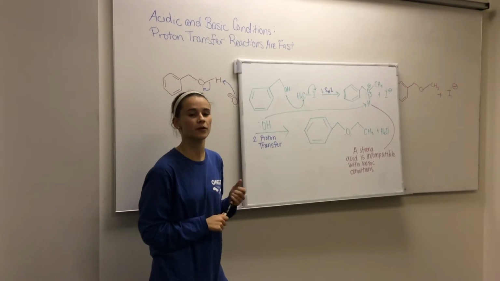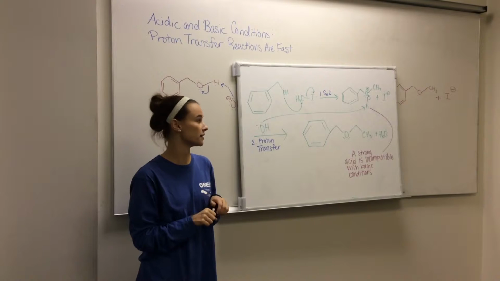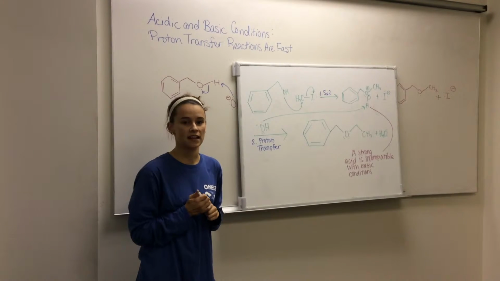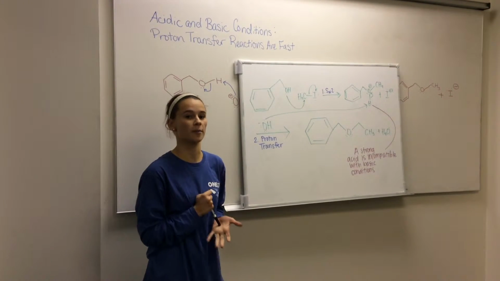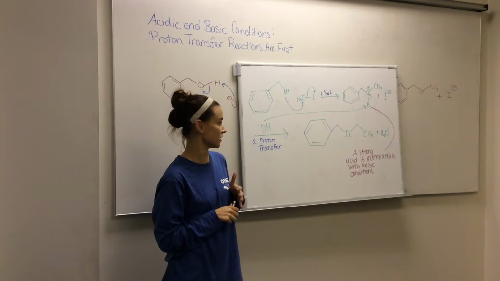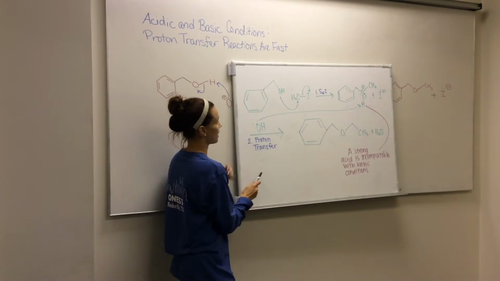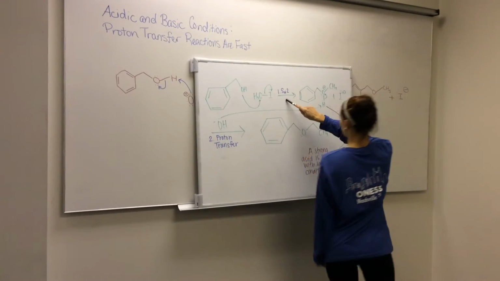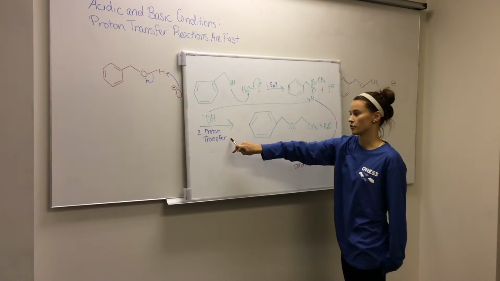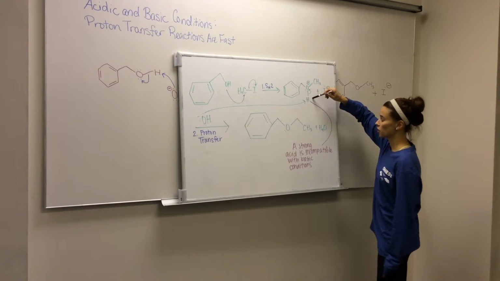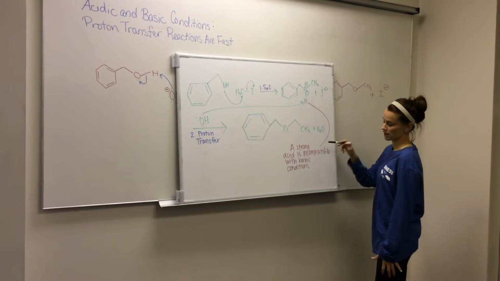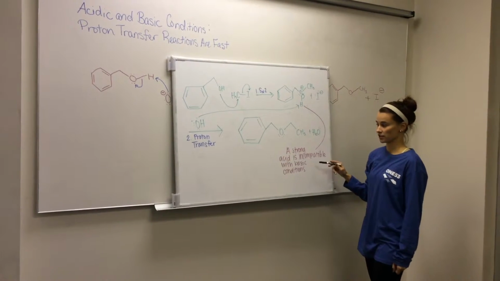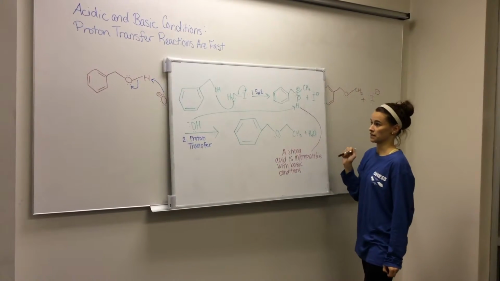The first thing to remember when you're determining the reasonableness of a mechanism is that strong acids can't occur in basic conditions and strong bases can't occur in acidic conditions. So here in this mechanism we have basic conditions with the OH group, and then an SN2 reaction, and then a proton transfer reaction. But here we have a strong acid forming, and a strong acid is incompatible with basic conditions. So this mechanism does not work.